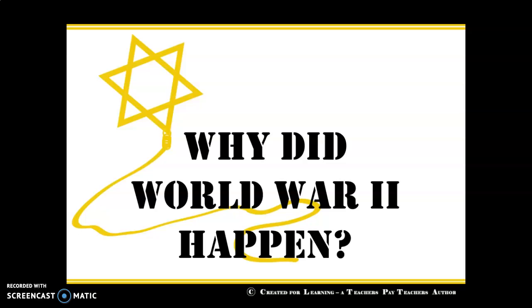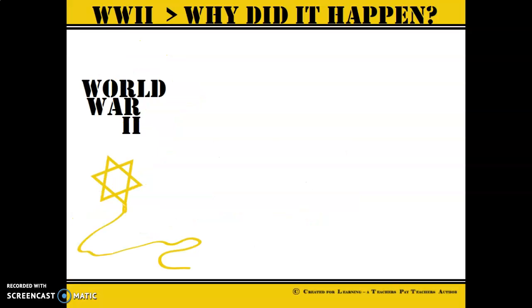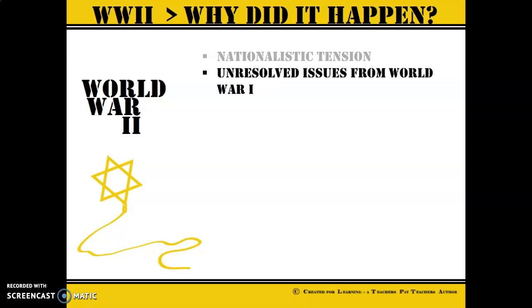Okay, so why did World War II happen? There was a lot of nationalistic tension, which means there are a lot of countries who were really tense against one another. Okay, there were a lot of unresolved issues from World War I.